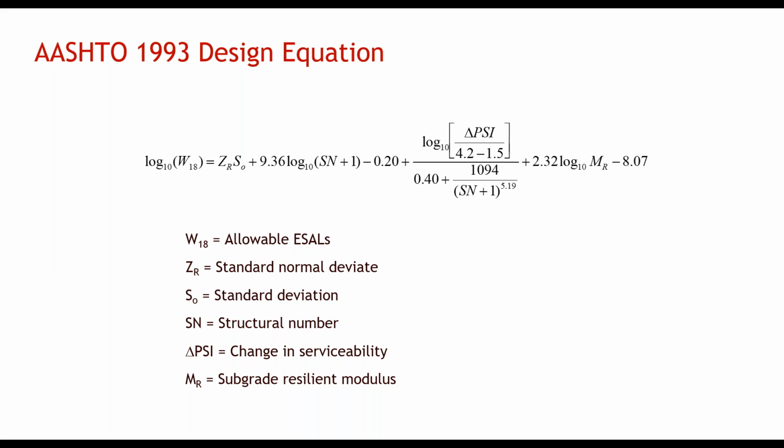As you look through the equation, W18 is the allowable ESALs, that's the traffic. Z sub R and S sub O are statistical factors that go into the model. SN represents the structural number, which is a measure of the structural capacity of the pavement. Delta PSI is the change in serviceability from the pavement's condition at its construction to its condition at the end of its useful life. And M sub R shown here is the subgrade resilient modulus, or the strength of the subgrade that the road is being built upon.